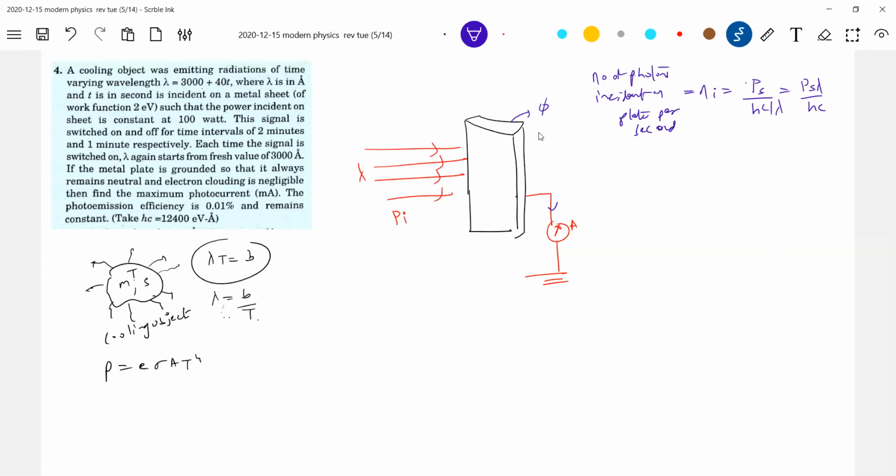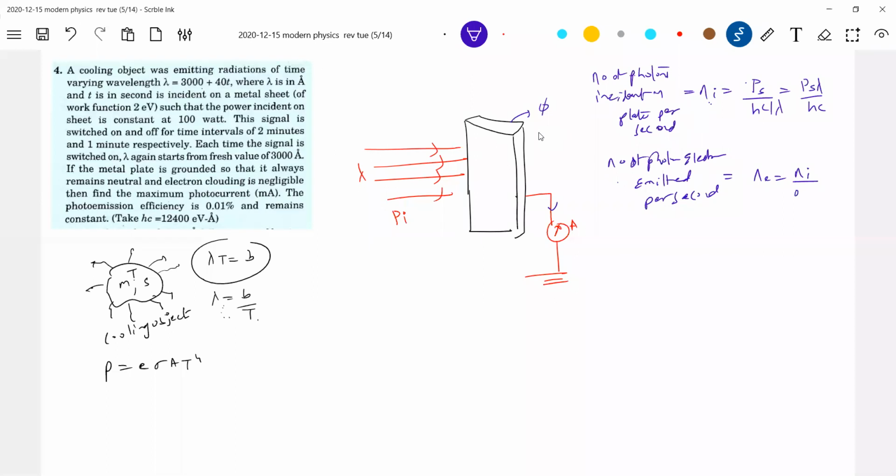Efficiency is telling 0.01%. Means for these many photons incident, how much will you get? This one by 100, no? To the power of 4, by 10 to the power of minus 4 should come. So the number of photoelectrons emitted per second should be equal to, shall we write the efficiency?